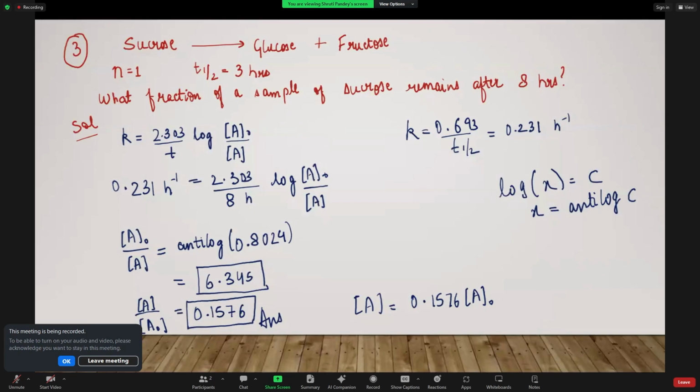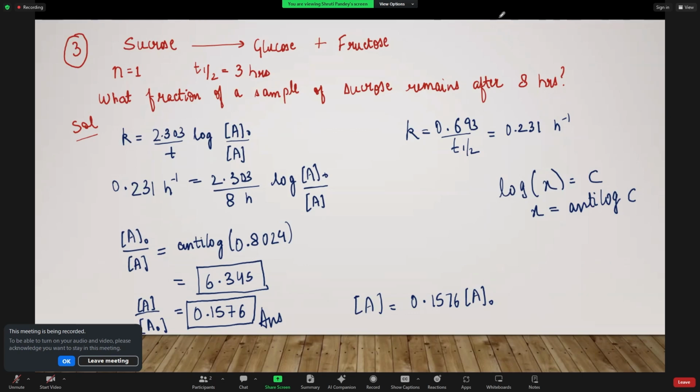Or similarly, they can also frame a question in terms of percentage. Like they have asked for the fraction of sample, they could also ask for the percentage. Then आप क्या करते हो? As I told you, if they ask in terms of percentage, the best technique is to assume the initial concentration to be 100 and find out the final concentration. ठीक है, तो अगर मान लो इनिशियल कंसंट्रेशन आपने A naught की जगह 100 put किया and final concentration you are finding out the exact value and you get it to be around 80.